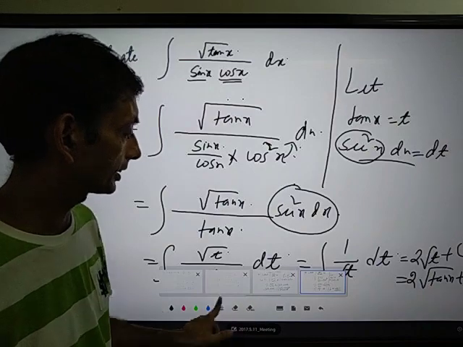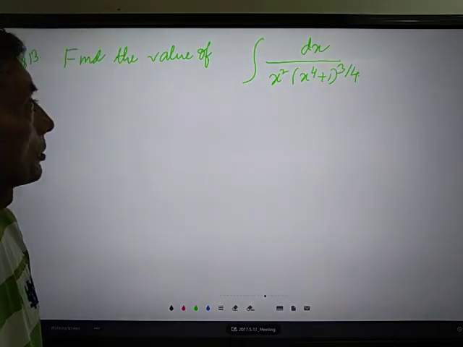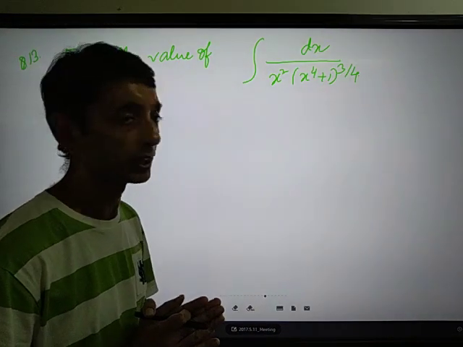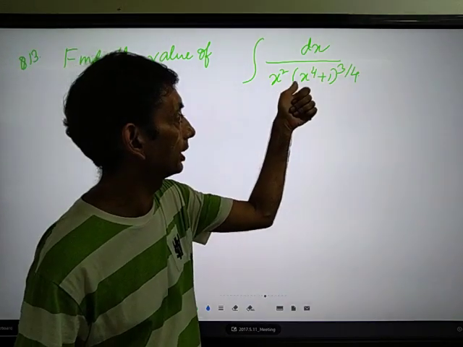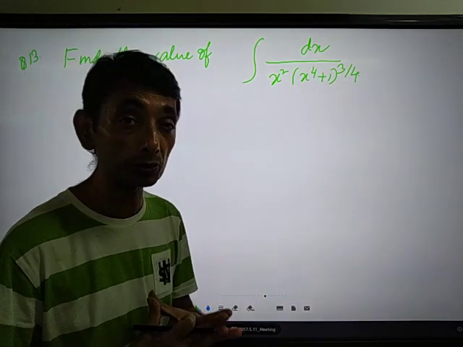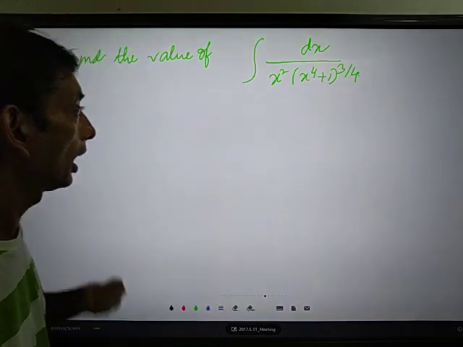Okay. Now we can move to the next question. Find the value of the integration of dx by x squared into (x to the power 4 plus 1) to the power 3 by 4. How to solve this question?